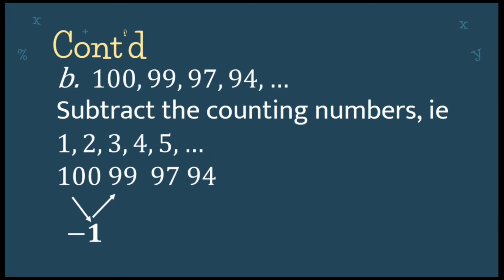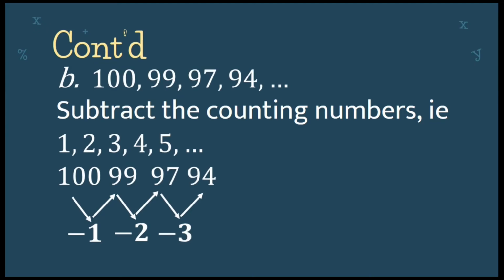The next counting number after 1 is 2. So I'm going to subtract the number 2 from 99. If I subtract 2 from 99, it will produce 97. What is the next counting number after 2? That is 3. So if I subtract the number 3 from 97, it will produce the next number, 94.